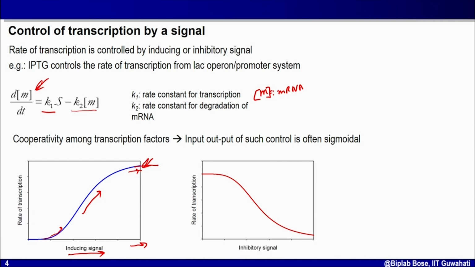Similar behavior has been observed for many transcription factor molecules which go and inhibit transcription of a particular gene, where if you increase the inhibitory signal, the rate of transcription does not decrease linearly, rather non-linearly in an S-shaped sigmoidal fashion, and it is just the reverse of the previous one. So that means I have a non-linear relation between signal S and the rate of transcription.